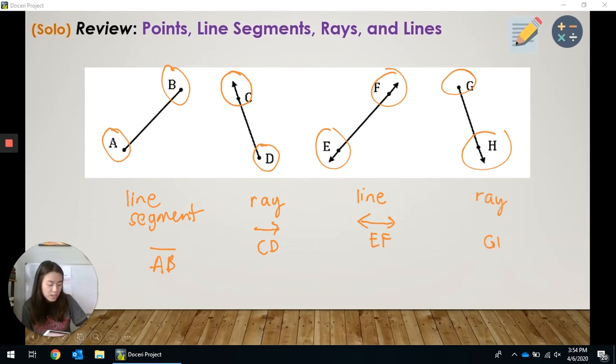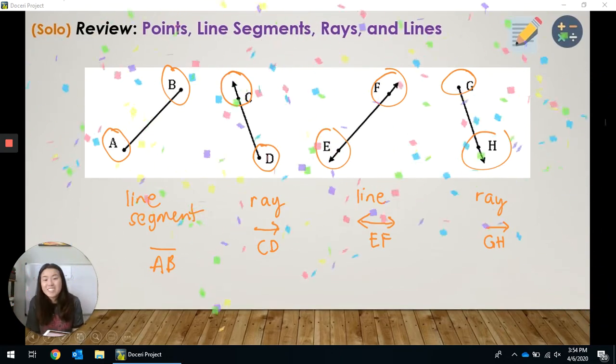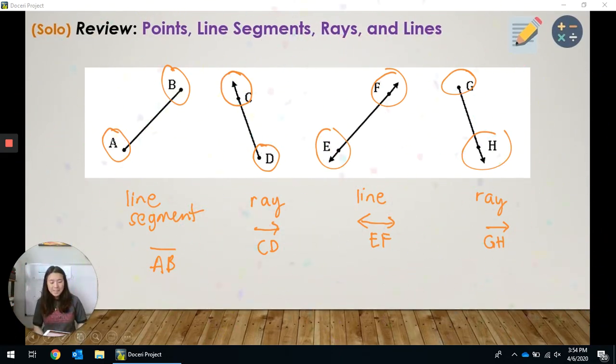Ray, G, H. Just like that. Hopefully you got it all right. And if you got it all right, congratulations. Okay. So that was our review of points, line segments, rays, and lines.